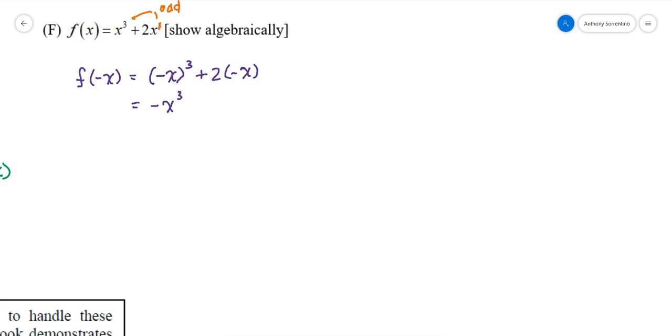And of course, a positive 2 times a negative x is going to give me a minus 2x. So I can say for certain that this does not equal the original f of x, and I can conclude as a result this is not even.